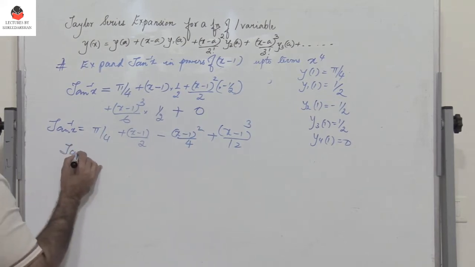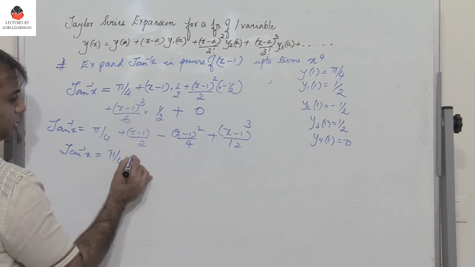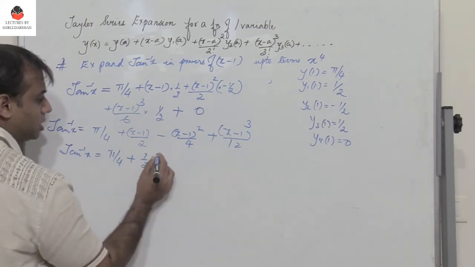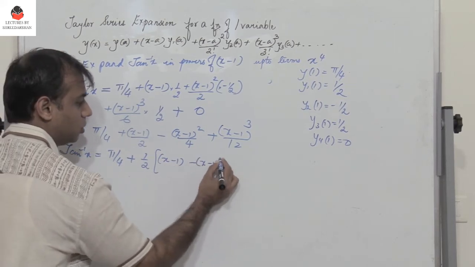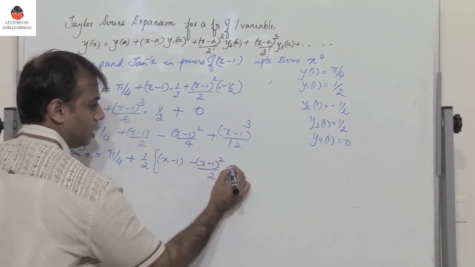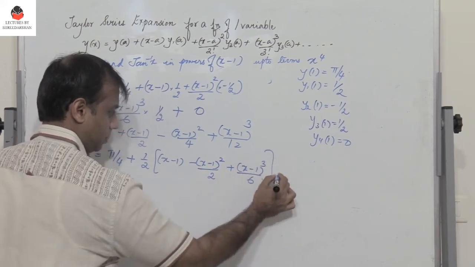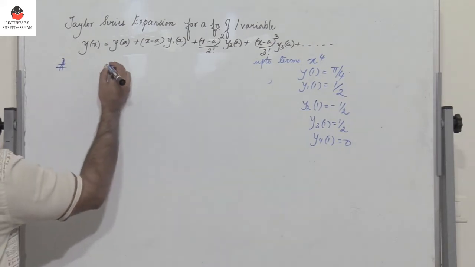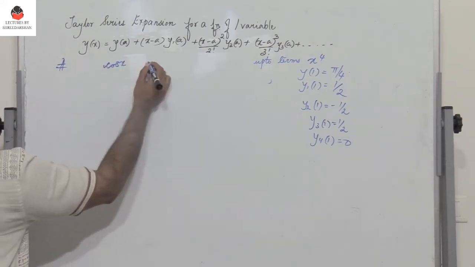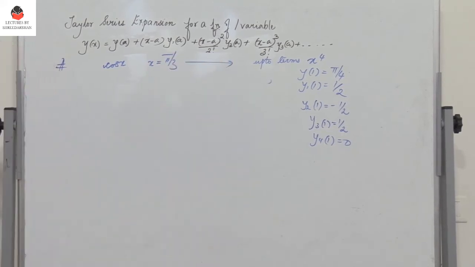So we can further simplify this. You can just take 1 by 2 common from these three expressions. You get x minus 1 minus x minus 1 the whole square divided by 2 plus x minus 1 the whole cube divided by 6. The next one, find the Taylor series expansion of cos x about the point x equal to pi by 3 up to terms x power 4.